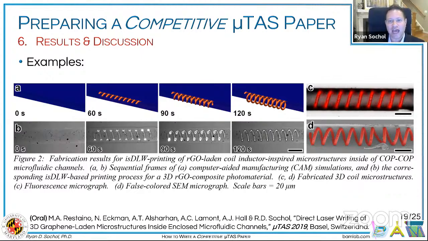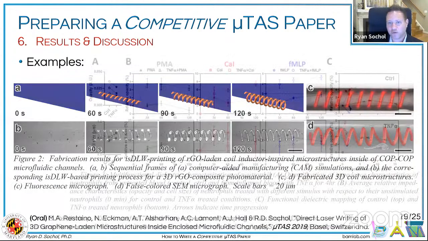In C and D, we have a fluorescence micrograph and then also a false-colored SEM to just show what it looks like afterwards, right? So this is kind of everything that one would need to see and it doesn't take up that much space, which is one of the reasons that we like this particular format. So try to see what that would be for you.